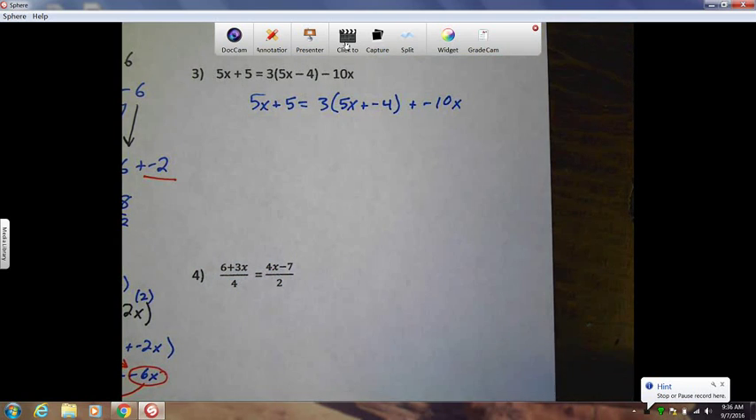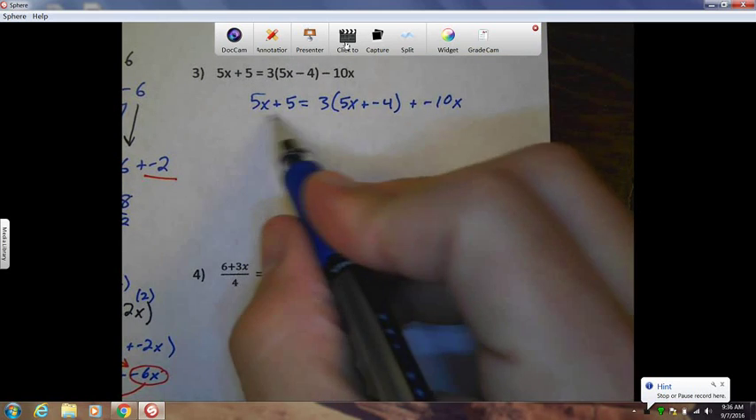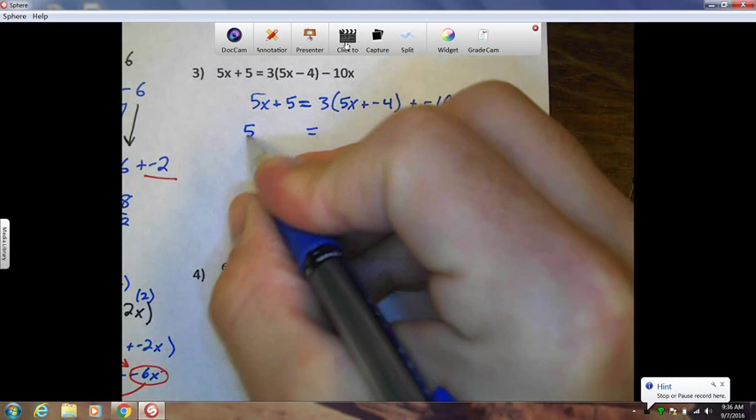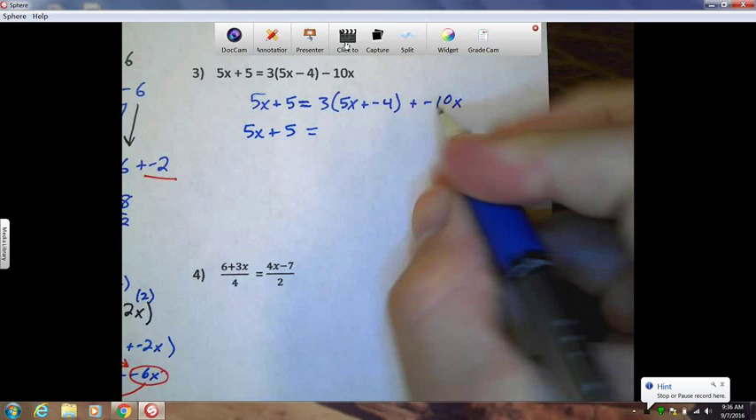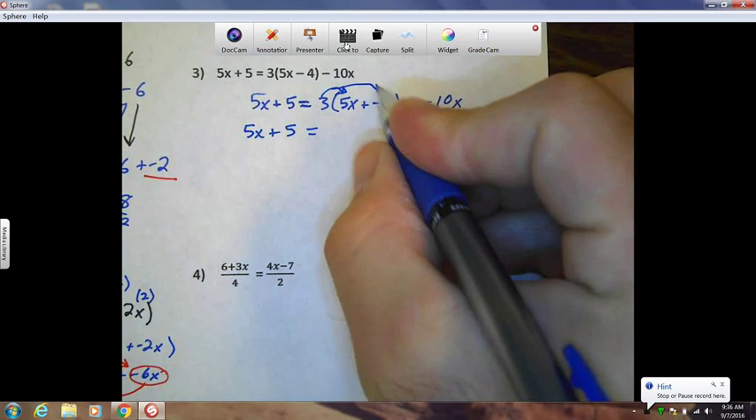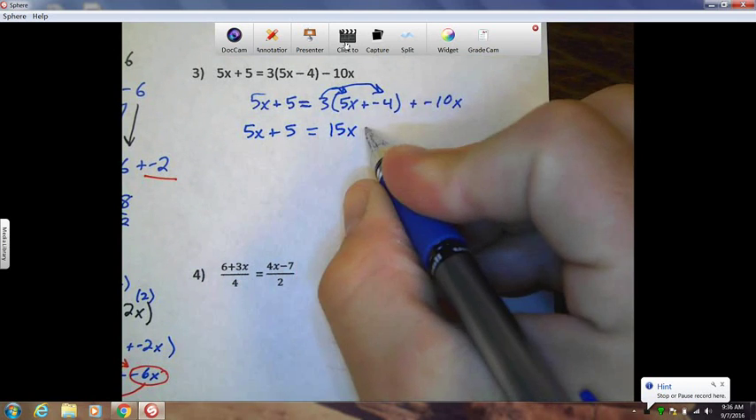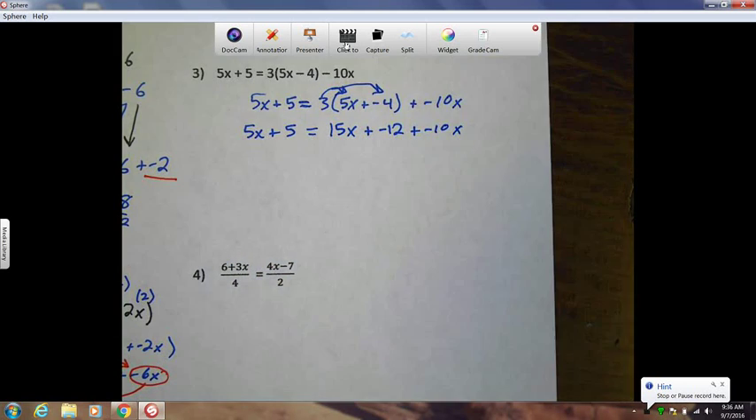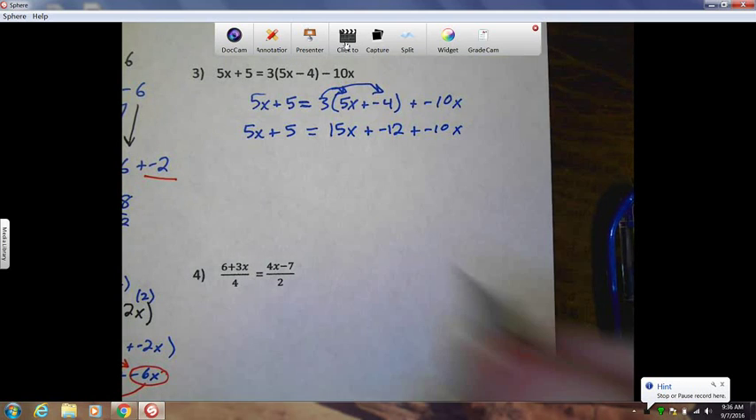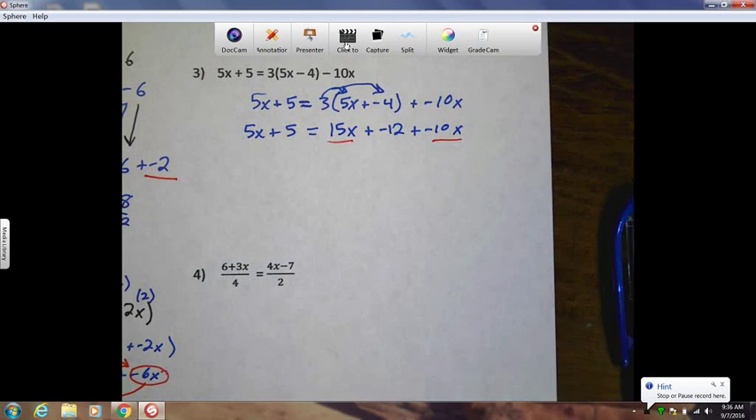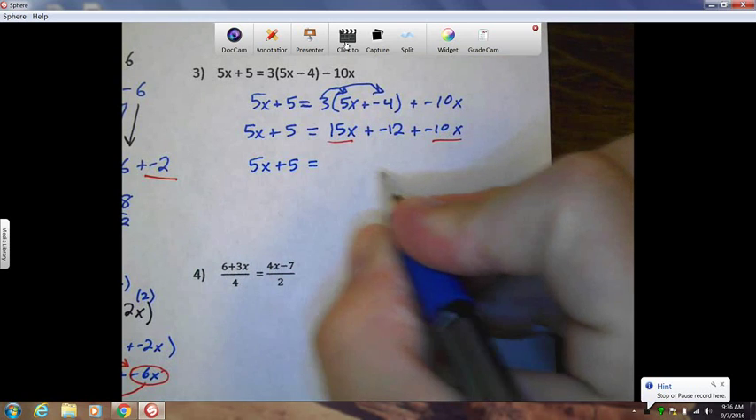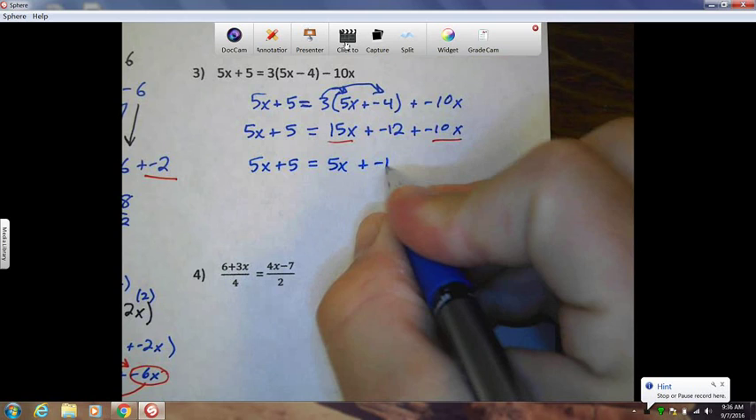Now I need to simplify on both sides of the equal sign as much as I can. Nothing I can do over here. So I just drop those down. Distributive property, 15x plus negative 12. I still have some things I can do because I have like terms. So over here stays the same. 5x plus 5 is equal to 5x plus negative 12.